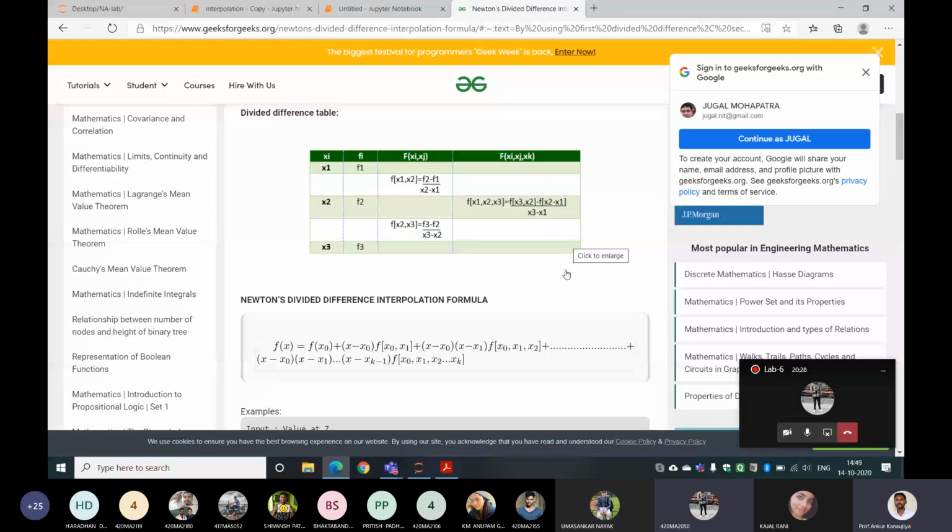It is clearly visible from the table. You can clearly say from the table how many rows and how many columns will come in the divided difference table. 4 cross 4. How many rows? 4 rows.